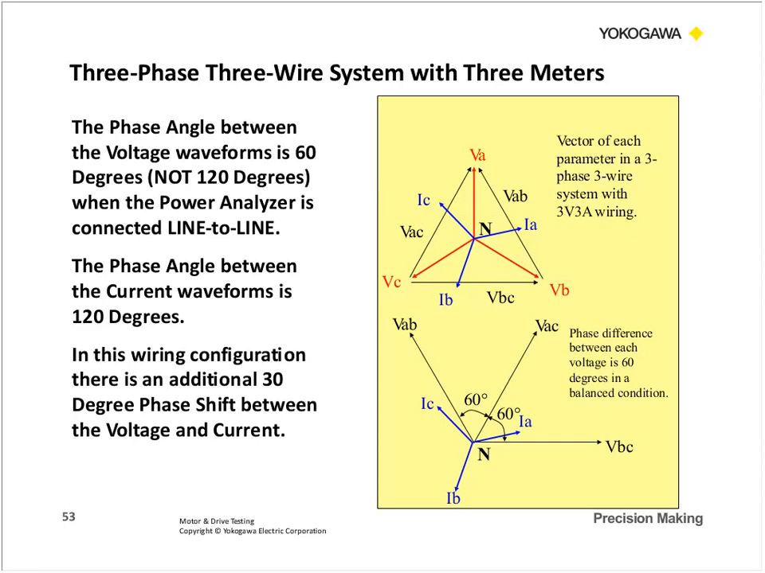So we can change the vectors around. Sometimes we might even see one of these power measurements being negative. It depends on the instrument if it's compensated for the negative reading or not. This can be very confusing, but this is what we call the delta measurement, the three-phase, three-wire configuration.